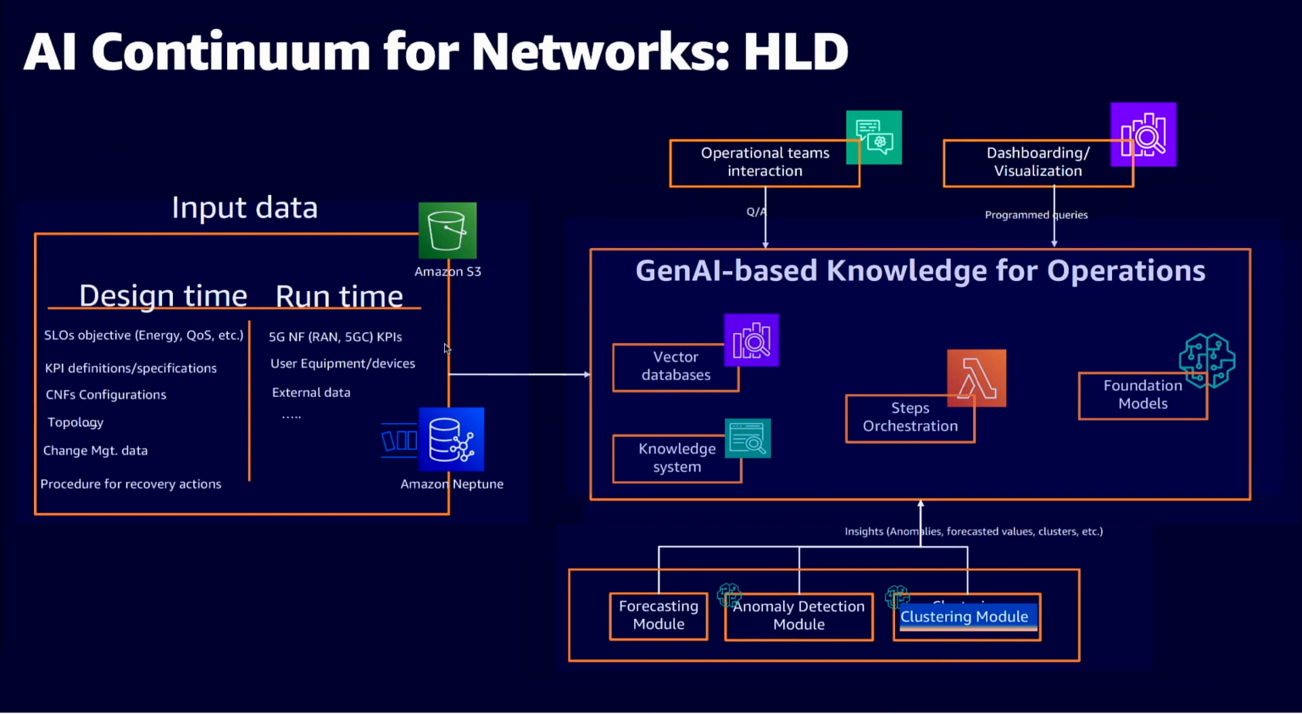And on the other hand, you have the real-time, near real-time, or streaming data that you are collecting from your network, and you can combine both because you are using GenAI and AI. So basically, this is the first source. The second one is on the bottom part, which is your AI. You have your forecasting module, your anomaly detection, your clustering. Those pipelines are also a source of information to GenAI, and the GenAI will play the role of building the knowledge for you.